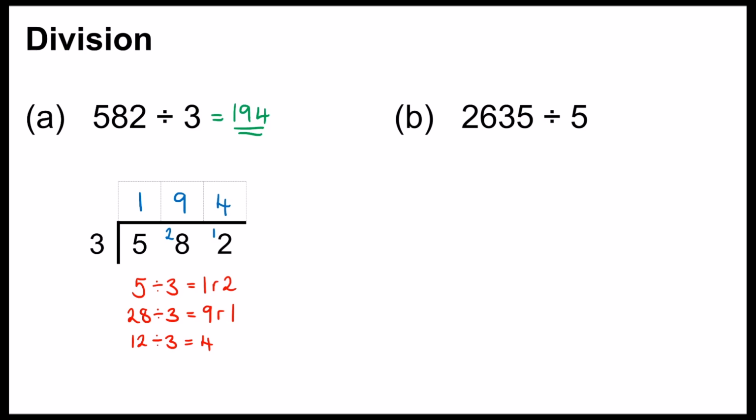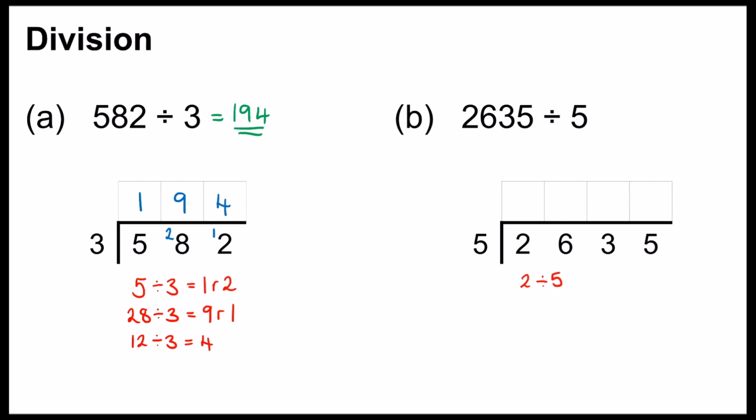I can lay my second example out in exactly the same way. Notice how the number that I'm dividing into, 2635, goes inside the bus stop, and my divisor 5 goes on the outside to the left. As with before, I want to divide each of the numbers inside my bus stop by my divisor, which in this case is 5. So firstly, I'm going to do 2 divided by 5.